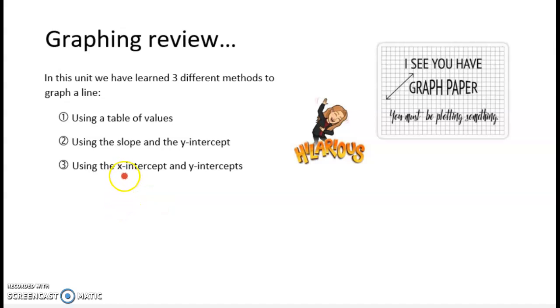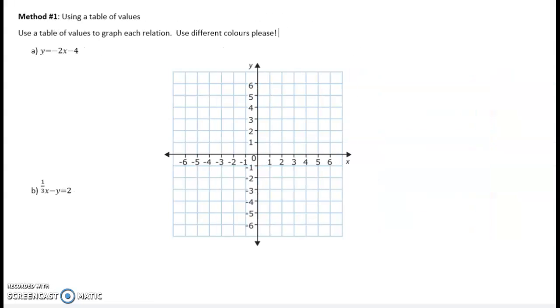So remember, when you're finding the x-intercept, y equals 0. And when you're looking for the y-intercept, x equals 0. Okay, so let's do a little review. So the first one, using table of values. It says use a table of values to graph each relation. Use different colors, please.